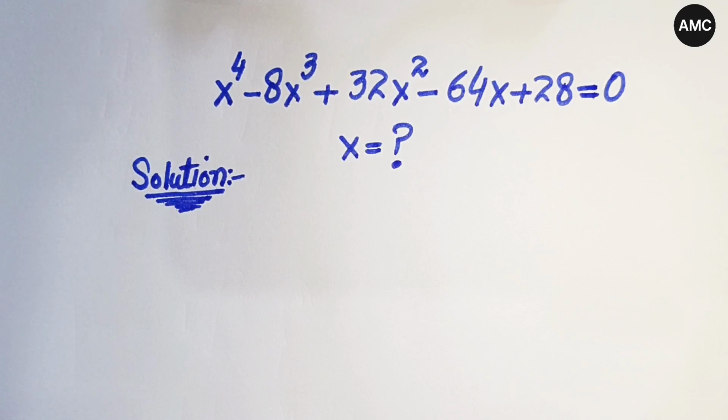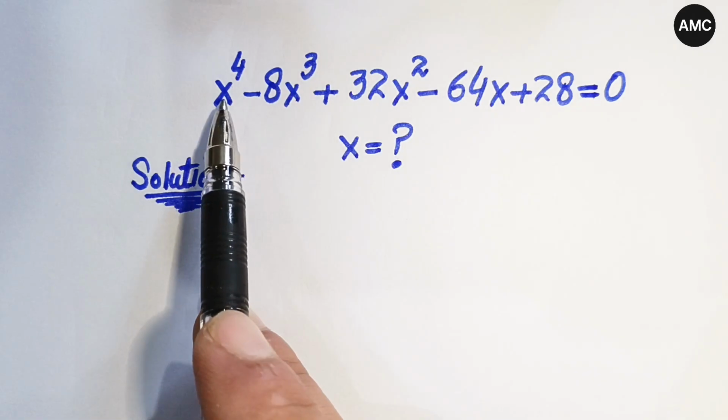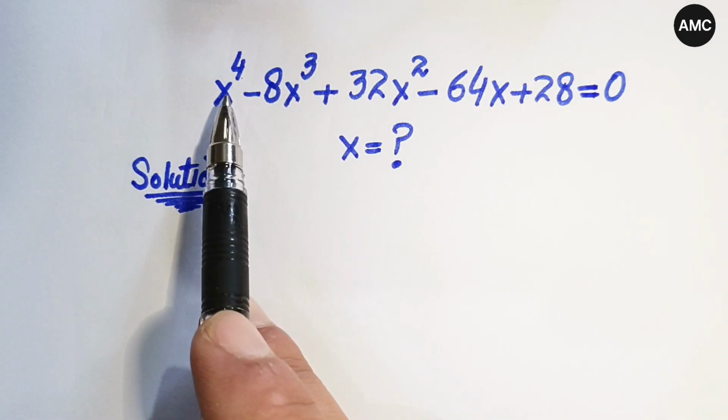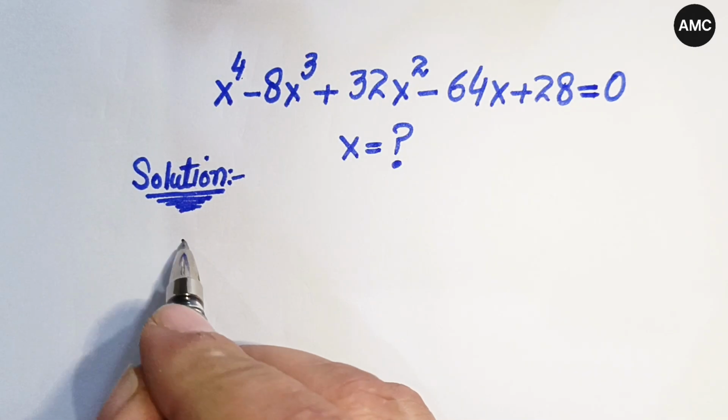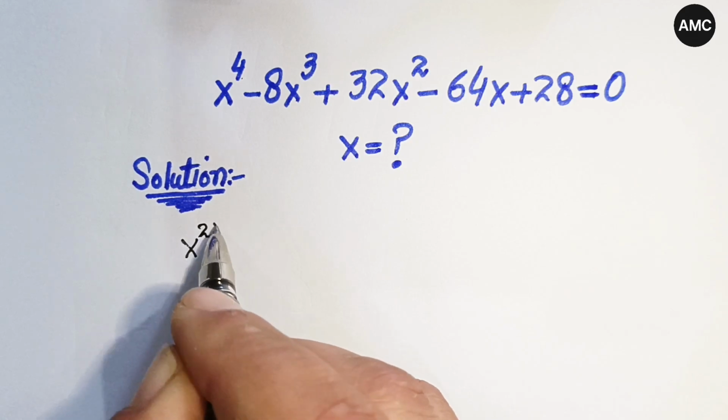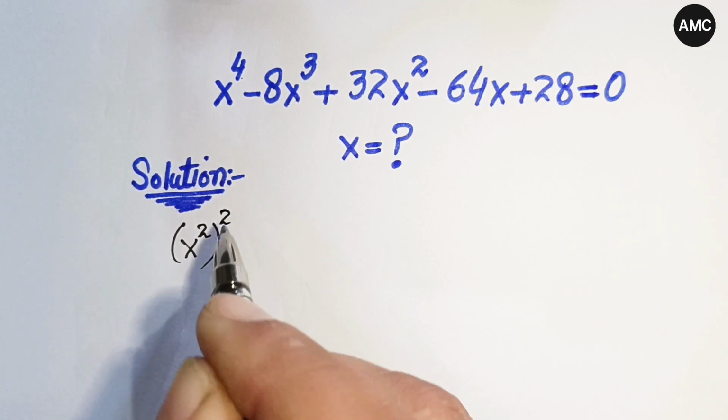Today our question is x to the power 4 minus 8x cubed plus 32x squared minus 64x plus 28 is equal to 0. So here we are going to find the value of x. Let's start our solution. First of all, it is x to the power 4. So x to the power 4 can be written as x squared whole to the power 2.